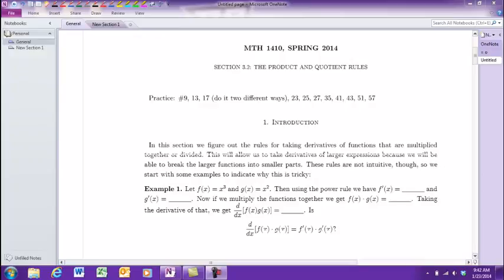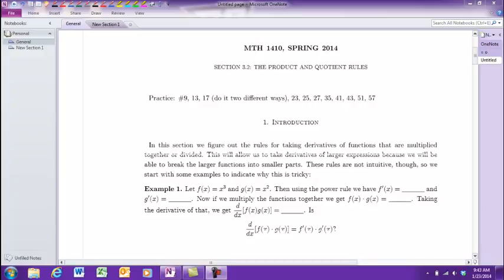Section 3.2, the product and quotient rules. So in this section we're going to look at rules for taking derivatives of functions that are multiplied together or divided. And this will allow us to calculate derivatives for a whole lot more functions than we've seen so far. So far we really only know how to take derivatives of polynomials and e to the x.